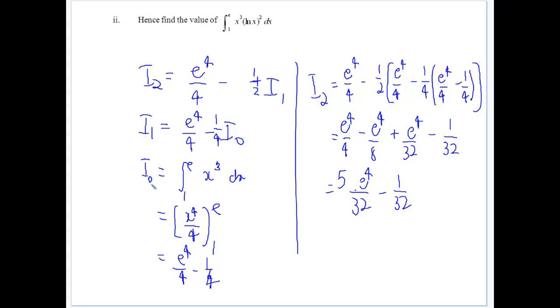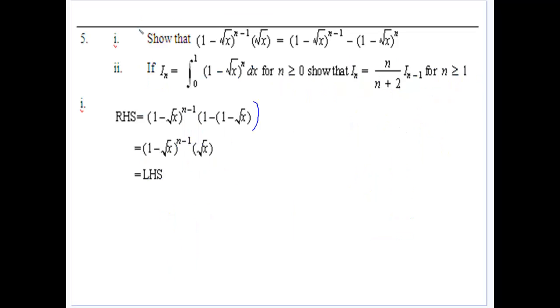And I0 we can integrate, because natural log to the power of 0 would be 1, so x cubed comes down to x to the power of 4 on 4, which is e to the power of 4 on 4 minus a quarter. So we can substitute all that. So we can substitute I0 back in there, I1 back in there, do our calculations to get 5e to the power of 4 on 32 minus 1 on 32.